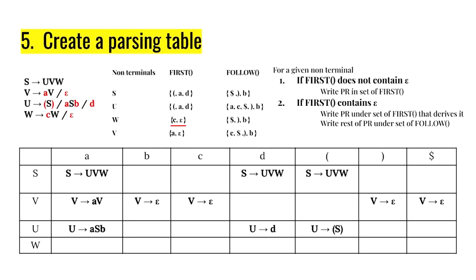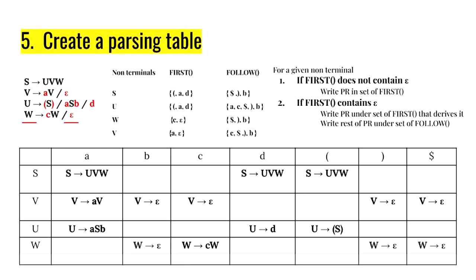The first of W contains epsilon. Therefore, we will also use the follow of W to create the parsing table. First of W contains C, and the production rule that can derive C is W derives CW. We will write this production rule under the column of C. Now, the follow of W contains dollar, closing bracket, B. We will write the remaining production rule in these columns, that is W derives epsilon.